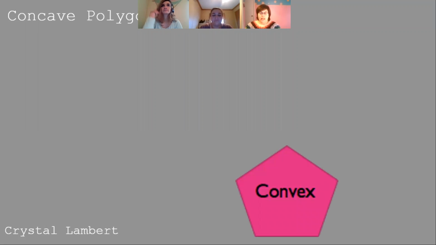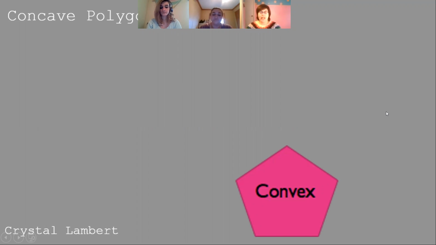So for this problem, we have two types of polygons that we normally discuss. In this problem, we're talking about concave, but there's also a convex polygon. What's the difference between a concave polygon and a convex polygon? The first one we're going to talk about is a convex polygon. Here you see this pink shape is a convex polygon. In a convex polygon, all the points point to the outside of the shape.